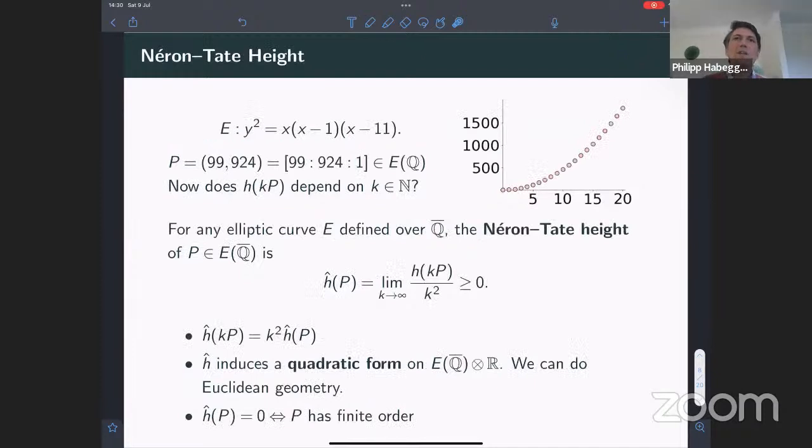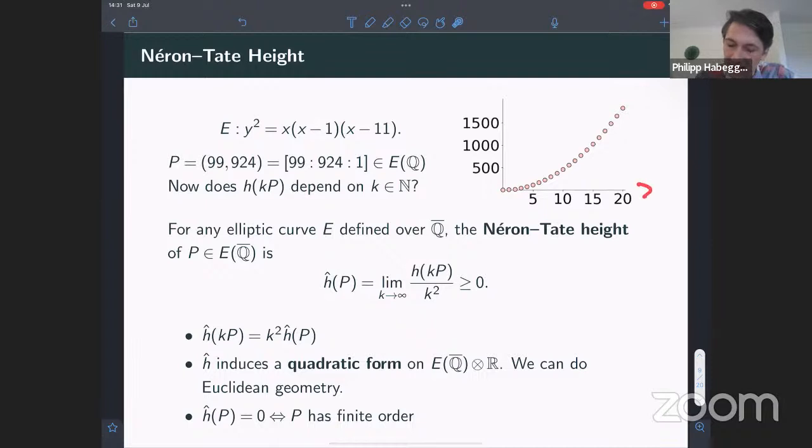Okay, but we were talking about elliptic curves before, and also Jacobians of curves. So there's a group structure involved in both cases, and let's see how this height interacts with the group structure. I've given here an elliptic curve, y squared equals x times (x minus 1) times (x minus 11), and this is a rational point, even with integral coordinates, on this curve. And we can ask ourselves, how does the height behave if I start multiplying the point by an integer k? And that's what we have plotted here on the right.